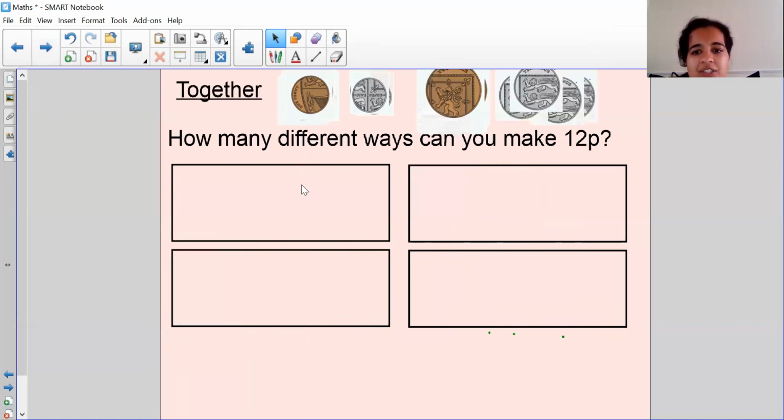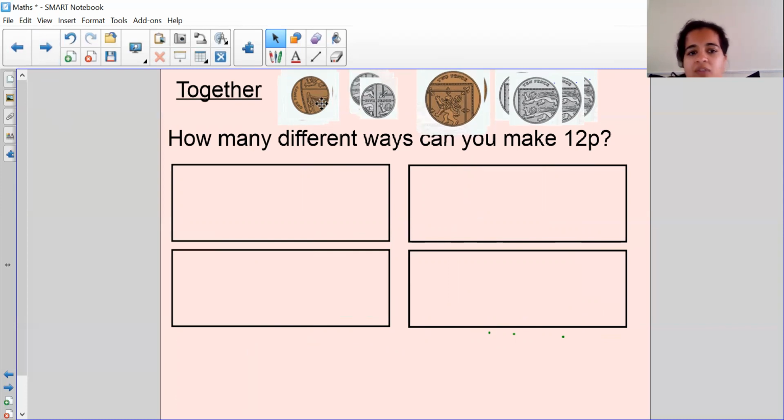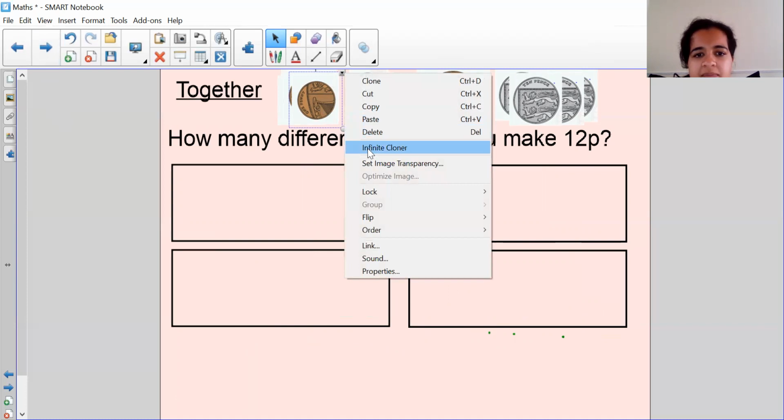Okay, let's do it together now. How many different ways can we make 12p? So have a think. I've got some 10p coins. I've got some 2p coins, I've got some 5p's, and I've got some 1p's. Obviously, the easiest way, I'm going to get 12 1p's. I'm going to make this infinite.